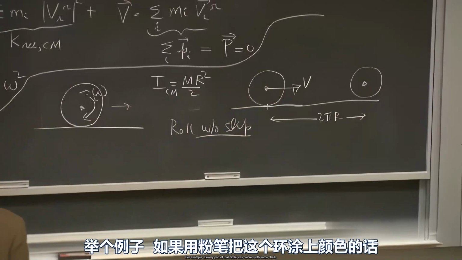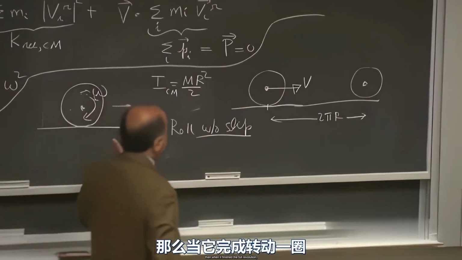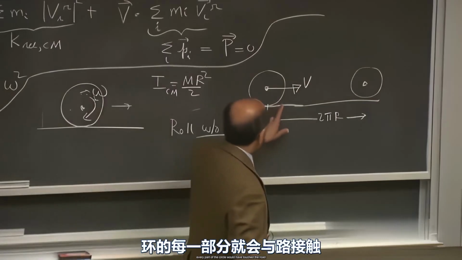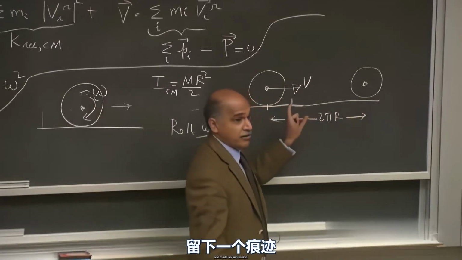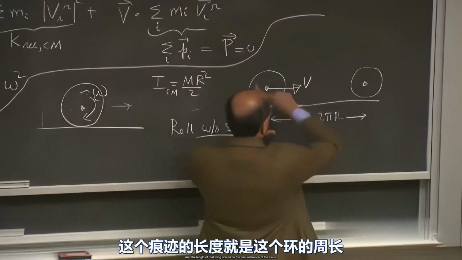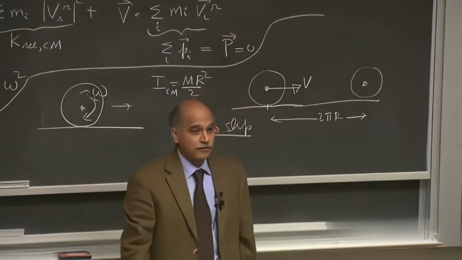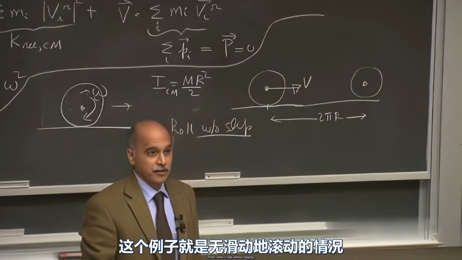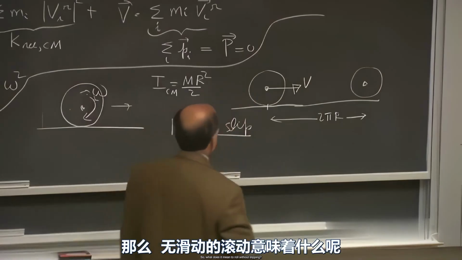For example, if every part of that circle was colored with some chalk, then when it finishes the full revolution, every part of the circle would have touched the road and made an impression. And the length of that should be the circumference of the circle. That's when it rolls without slipping. So what does it mean to roll without slipping?